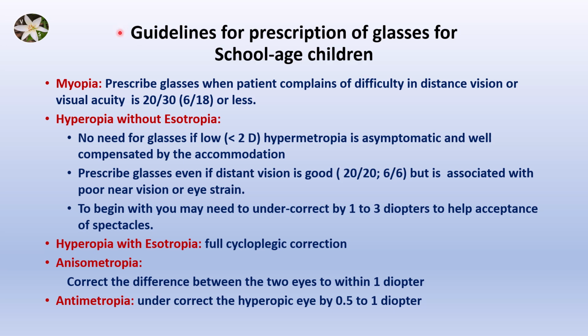Prescription of glasses in school age children is much easier because they are able to cooperate and subjective testing is possible, and also they come forth with their complaints, and the modification of glasses number also can be assessed along with the vision of the children. Now let us look at the guidelines for prescription of glasses in this age group.